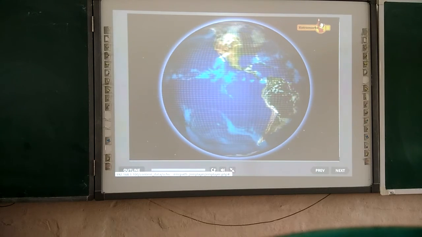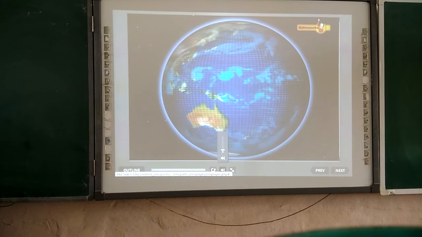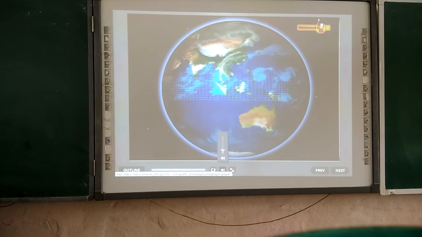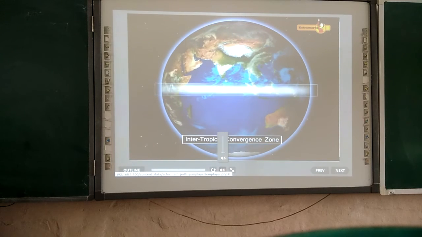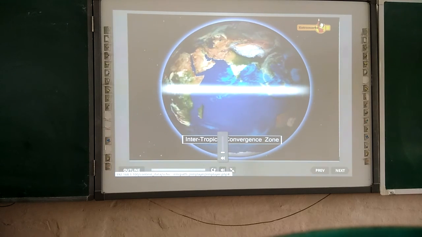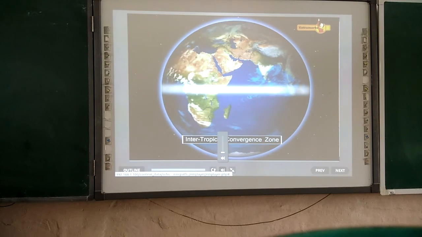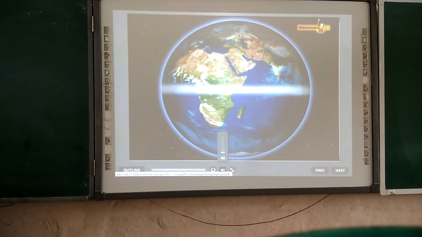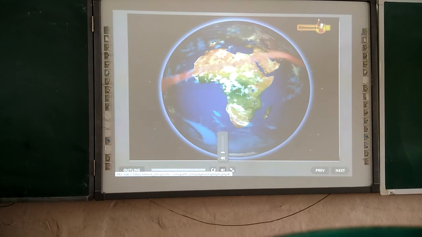The Intertropical Convergence Zone, ITCZ, is the area encircling the Earth near the equator where the northeast and southeast trade winds come together. It is a low pressure belt and migrates with the changing position of the thermal equator. The thermal equator receives the most intense heat from the sun.